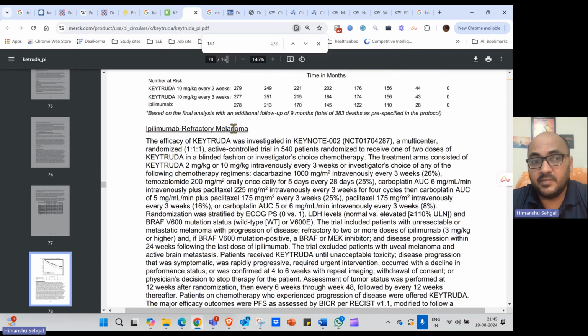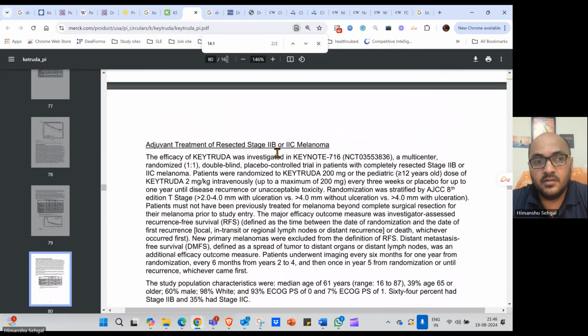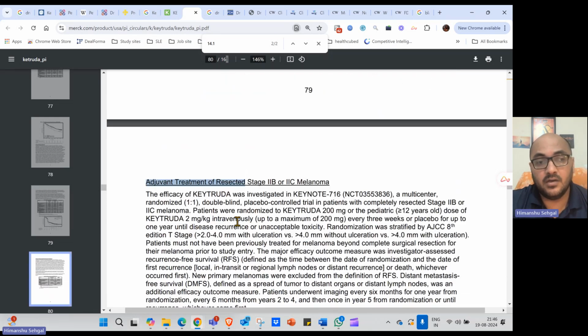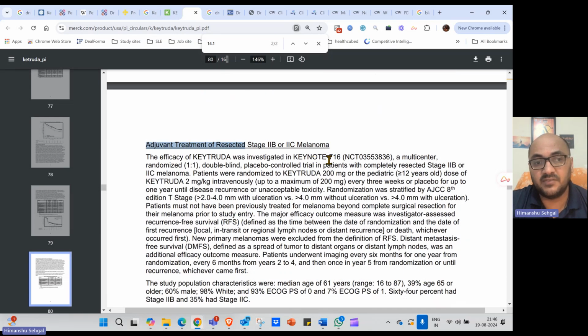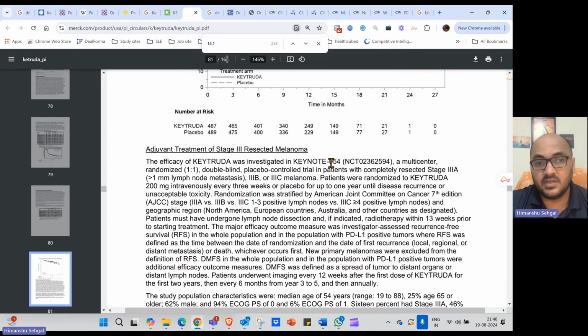Then ipilimumab refractory melanoma. So this is another trial. Then for adjuvant treatment, which is the second line kind of a treatment. So the first approval was for the malignant melanoma. So those were approved based on two trials. Okay. Then adjuvant was approved based on keynote 716, and let's see only this or someone else. Yeah, there is another trial, keynote 0454.